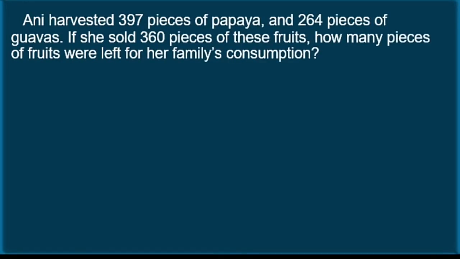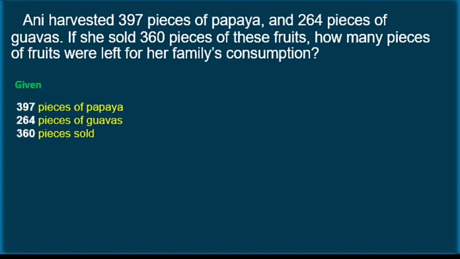Let's look at this example. Hani harvested 397 pieces of papaya and 264 pieces of guavas. If she sold 360 pieces of these fruits, how many pieces of fruit were left for family consumption? You read the question again to understand it better. Now let's look at the things we were given. We were given 397 pieces of papaya, 264 pieces of guavas, and 360 pieces sold. So these are the information given.